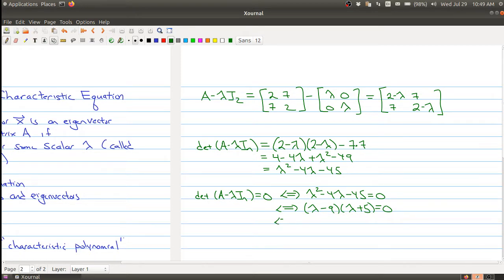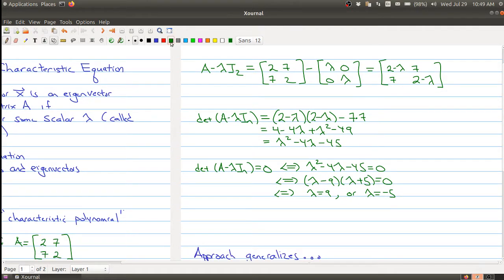And so this will equal 0 if and only if lambda is equal to 9 or lambda is equal to negative 5. So what we have here is the answer to our question, which is that the eigenvalues are lambda equals 9 and negative 5. If you remember from the previous lecture, an n by n matrix will have at most n eigenvalues. Since we have a 2 by 2 matrix, we can expect at most 2 eigenvalues. We can't expect any more eigenvalues than this.